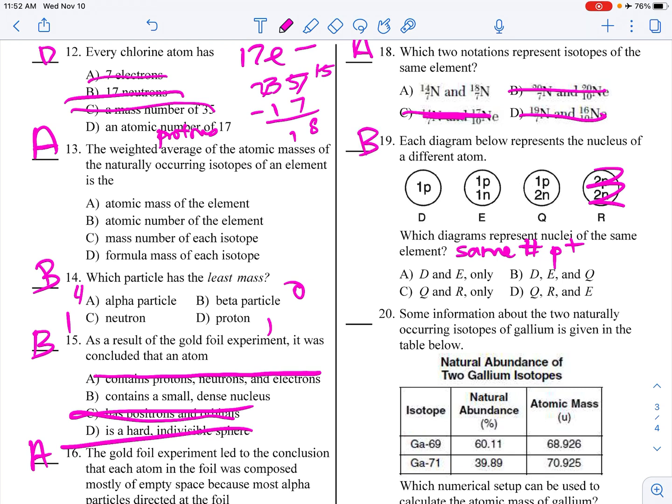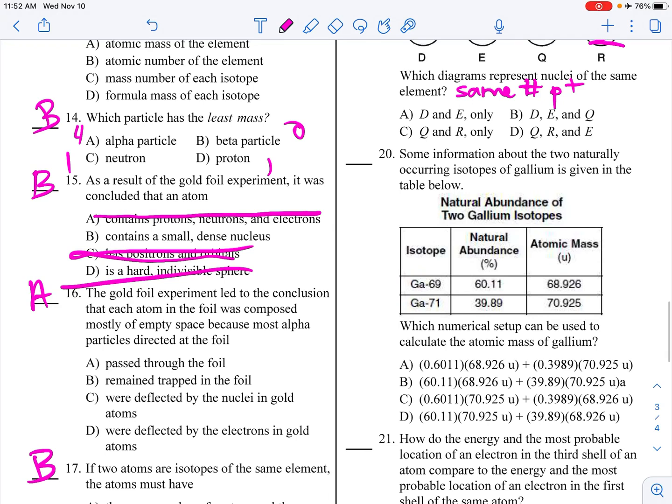Choice B. Which numerical setup can be used to calculate average atomic mass of gallium? So percent abundance times atomic mass plus percent abundance times atomic mass. But we're going to take these and make them decimals. So instead of 60.11%, it's going to be 0.6011. Okay, so they did not divide this by 100. So now we say 0.6011 times 68.9. Yeah, it's choice A.